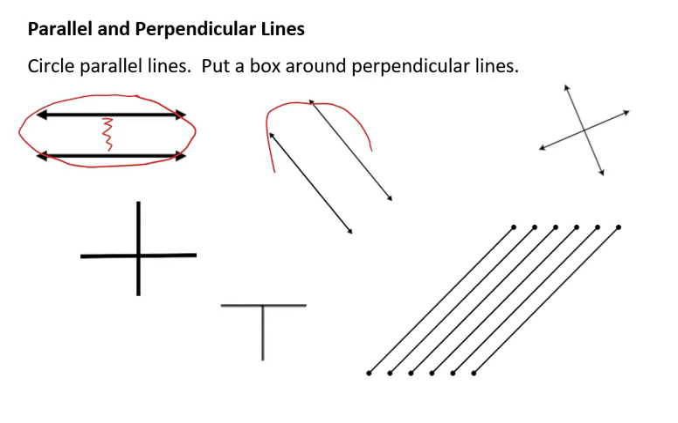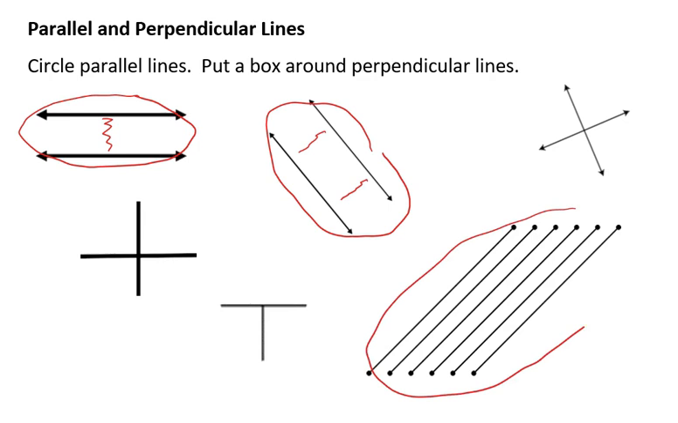These diagonal lines are parallel. They remain the same distance apart, and they'll never cross each other. And this group would also be considered a set of parallel lines.